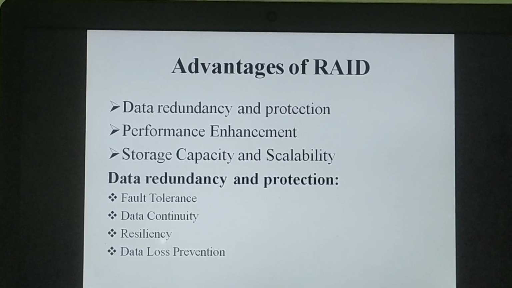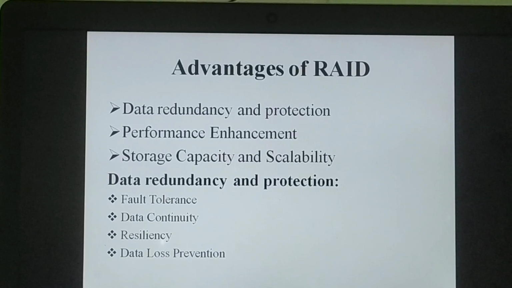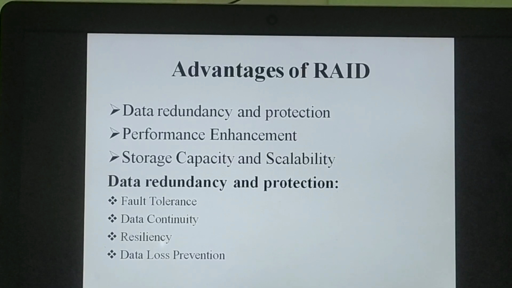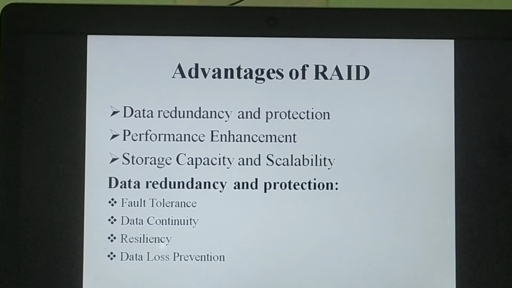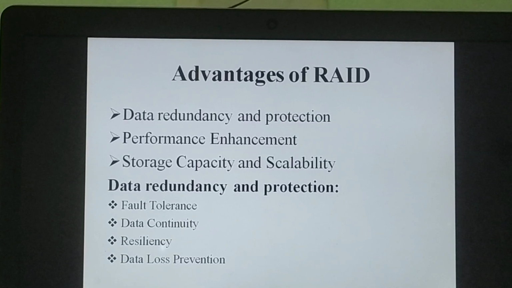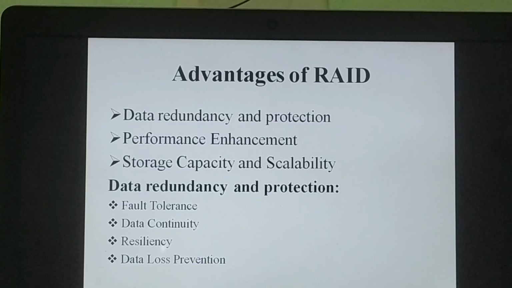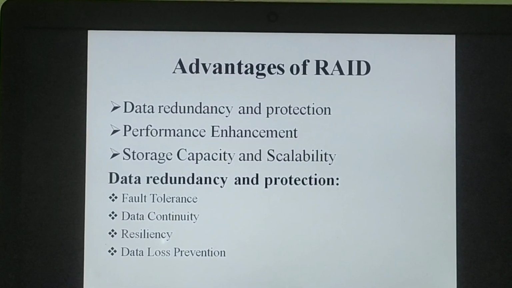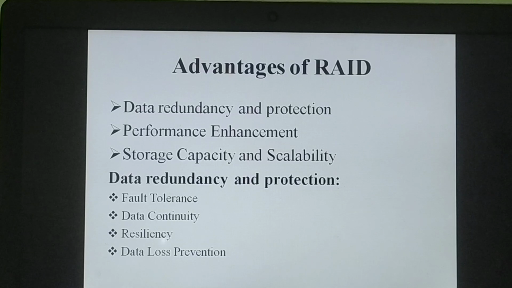First we see data redundancy and protection, which comes under fault tolerance, data continuity, resiliency and data loss prevention. In data redundancy and fault tolerance, RAID configurations, especially mirroring or parity, provide data redundancy, so that when one drive fails, the other drive contains the data and it remains available. This redundancy ensures data protection and minimizes downtime in case of drive failures.